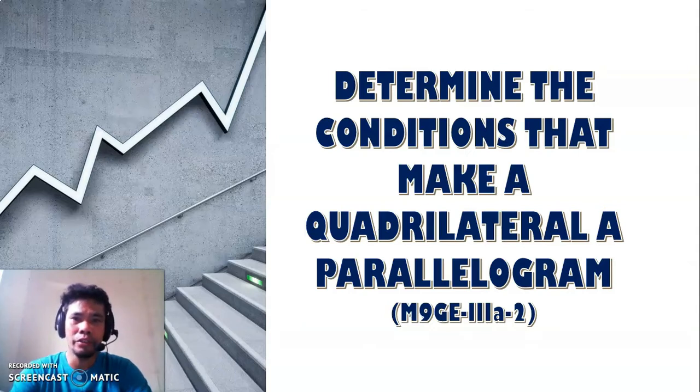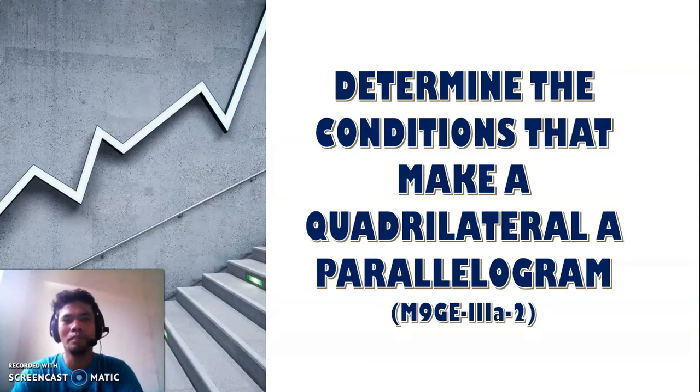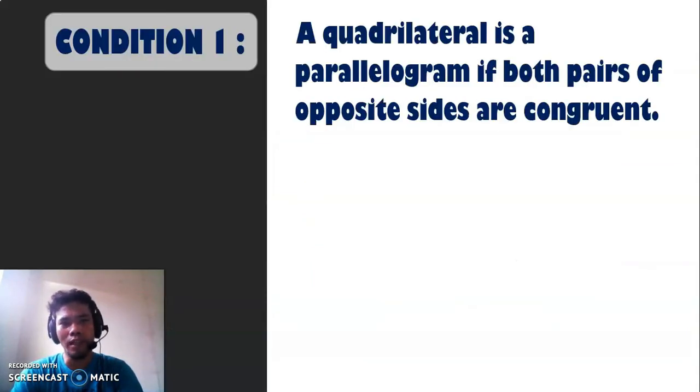Now when we say condition, this is a requirement that is necessary for a given statement to hold, or in short, this is also called a criterion. We have 5 conditions that make a quadrilateral a parallelogram. The first condition states that a quadrilateral is a parallelogram if both pairs of opposite sides are congruent. It means that a quadrilateral will become a parallelogram if both pairs of opposite sides are congruent.